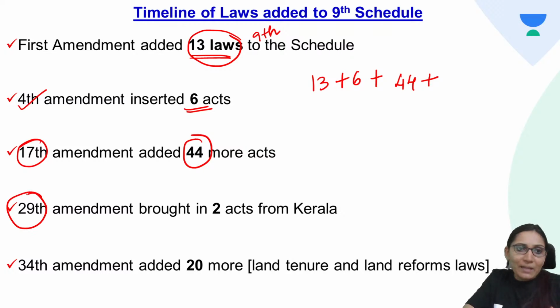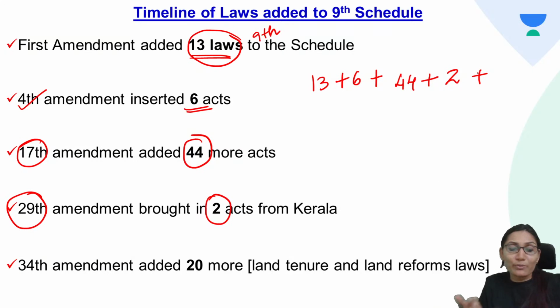The 29th Amendment brought 2 acts from the state of Kerala. As we said, the 9th schedule consists not only of central laws but also state laws. That is another point to be remembered. In prelims, they can be very specific, and you may get confused. It's central law plus state law. A very good example is the 29th Amendment, wherein 2 state laws from Kerala were added to the 9th schedule.